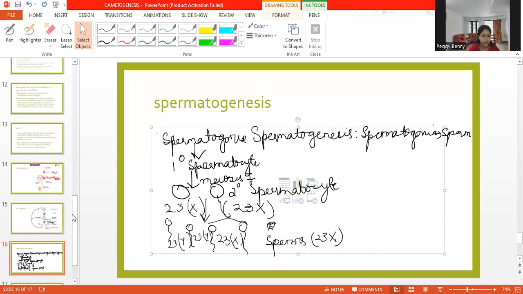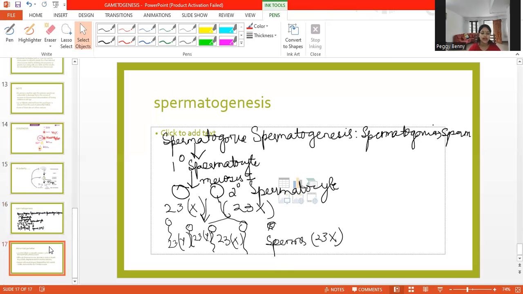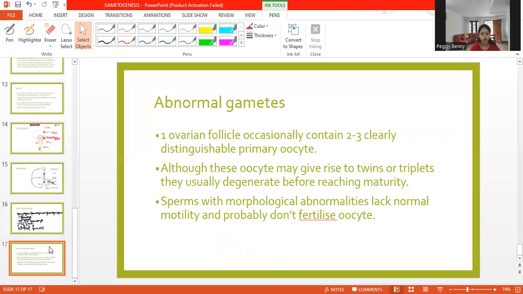All right. So moving on to the next slide, that is abnormal gametes. One ovarian follicle occasionally contains two to three clearly distinguishable primary follicles, and although these oocytes may give rise to twins or triplets, the usual process is that they degenerate before reaching maturity. Sperms with morphological abnormalities lack motility and do not fertilize oocytes.